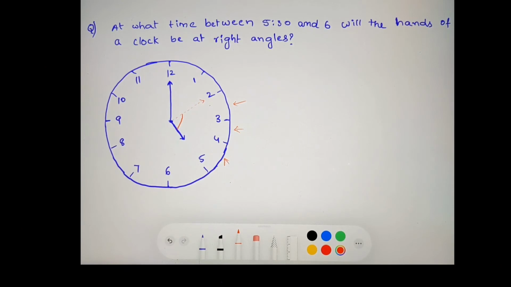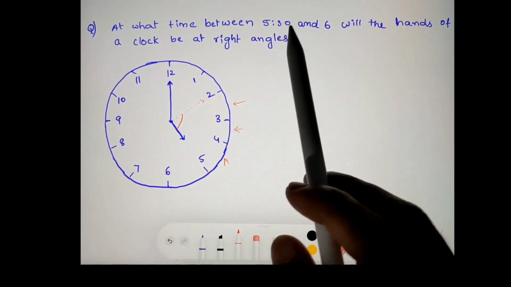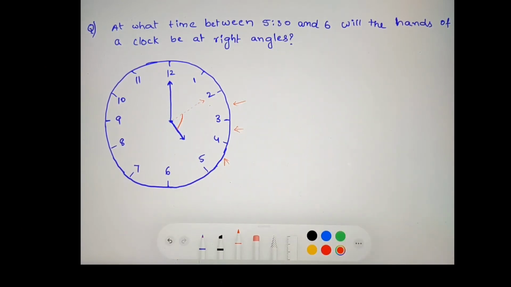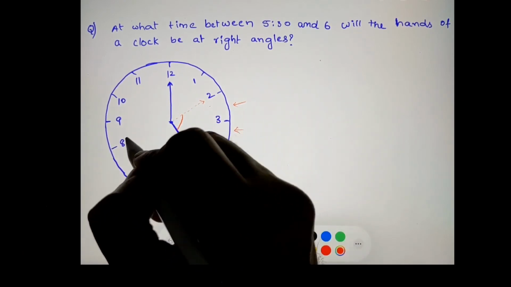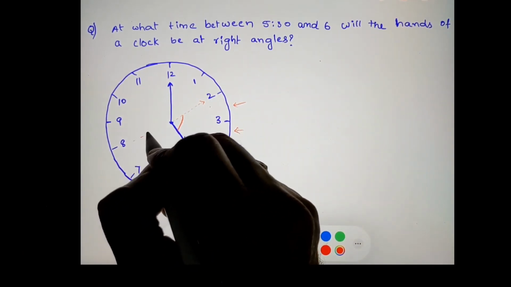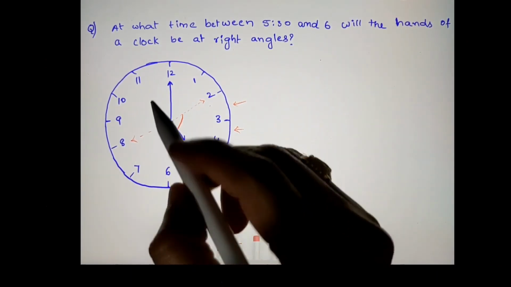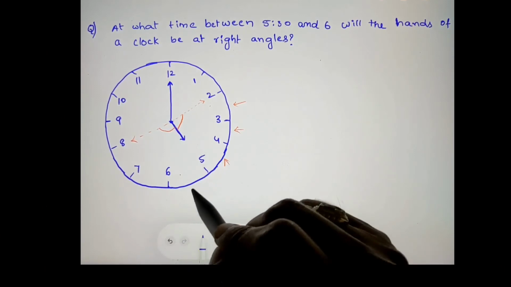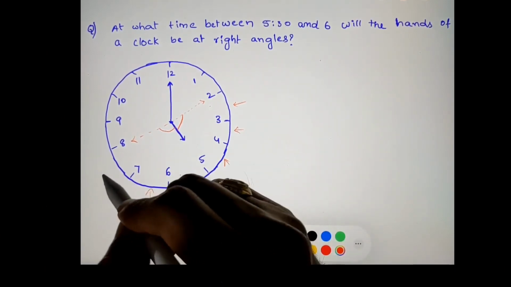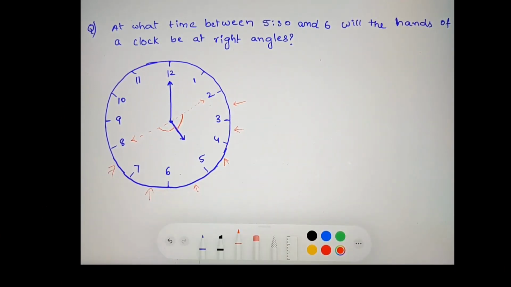But we need right angle between 5:30 and 6. As I said earlier, right angle can be found more than one time in an hour. So we need to find out another right angle. That will be exactly when long hand needs to be here, because here also it will form a right angle. 30, 30 and 30, total 90 degrees.